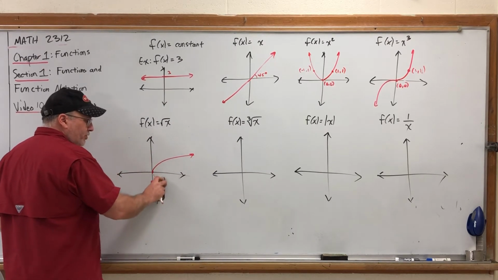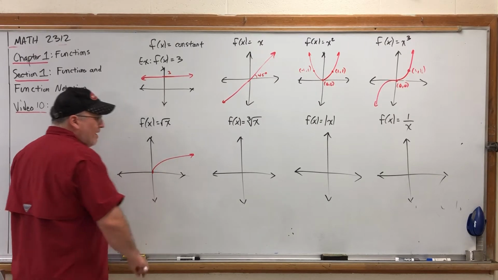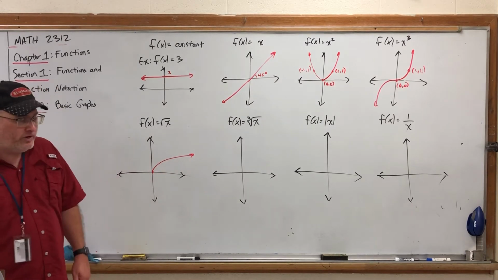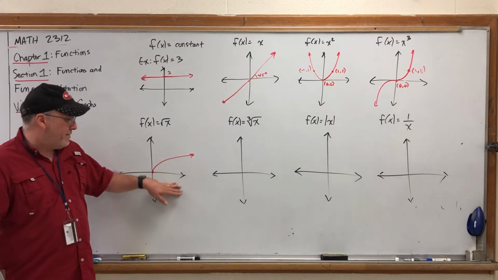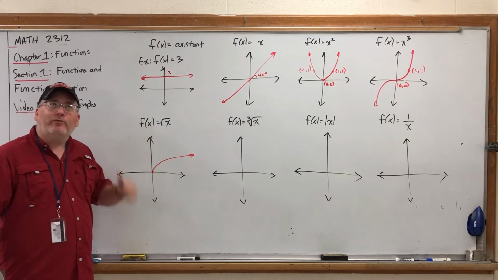It would violate the vertical line test, but it is the top half of a sideways parabola opening to the right. By the way, if you wanted it to be the negative, the bottom half, you would have to put a negative in front of the square root.